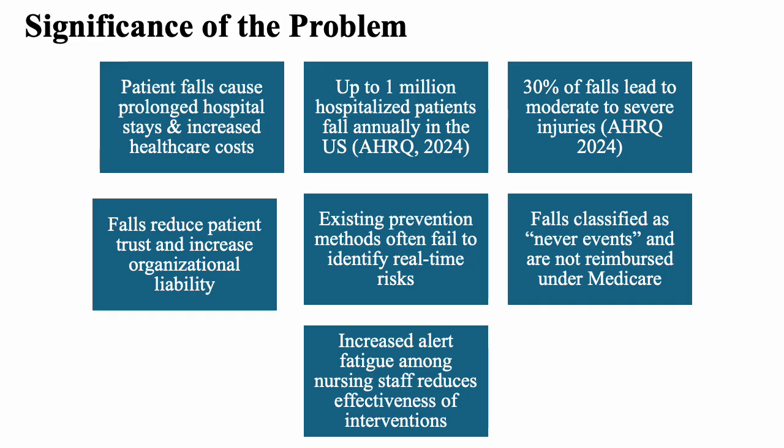Patient falls in acute care are a major safety concern, with between 700,000 and 1 million falls occurring annually in U.S. hospitals and up to 30% causing serious injuries such as fractures and or head trauma, leading to a longer hospital stay and higher healthcare costs. Besides, falls also damage patient trust and healthcare organization reputation, since fall-related injuries are considered never events. Medicare and other insurers do not reimburse the associated costs, creating a strong financial and critical incentive to prevent them.